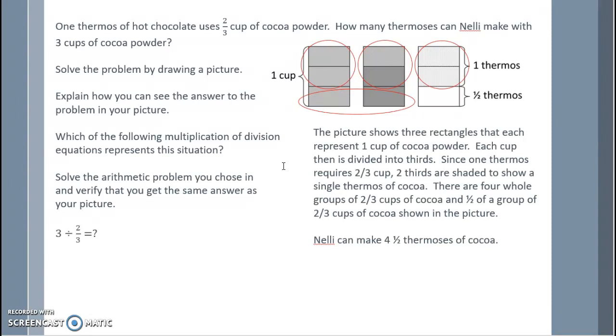Our equation is 3 cups divided by 2/3. How many is that? Using common denominators, 3 is the same as 9/3. I take my numerators and divide them. 9/2 is the same as 4 1/2.